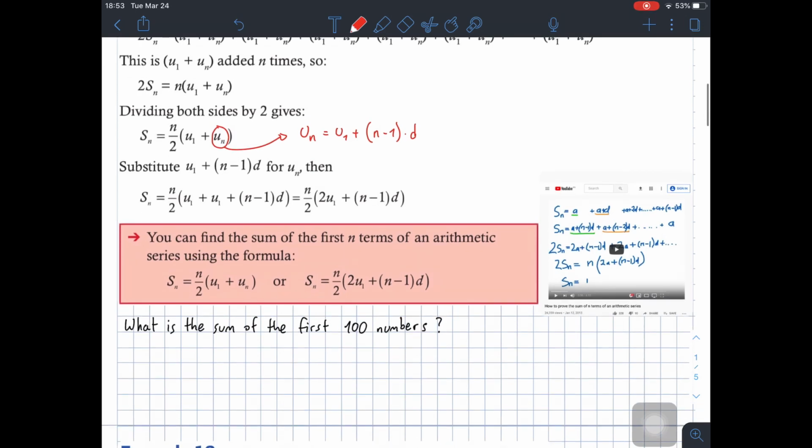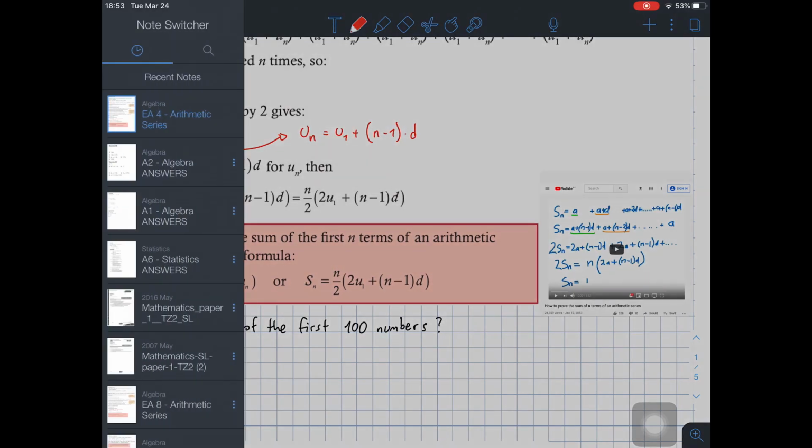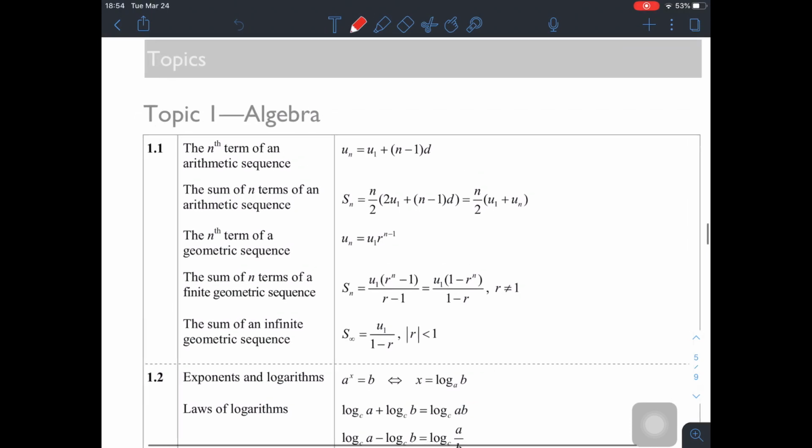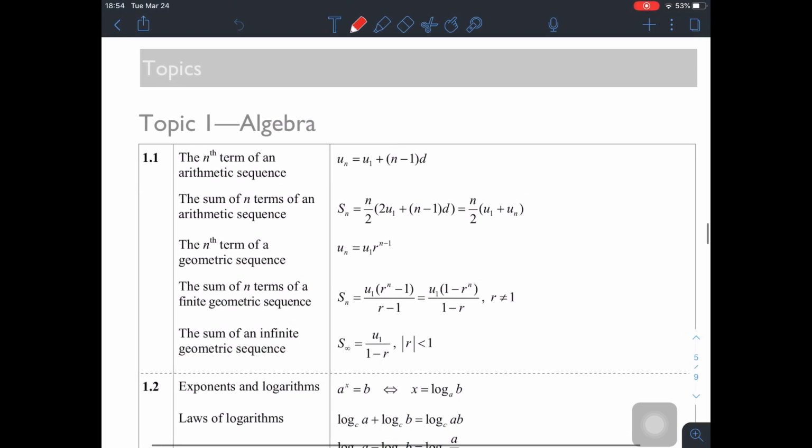If we go to the formula booklet, I'm going to show you how you see this same formula in the formula booklet. Last class we saw how to find the nth term of an arithmetic sequence. And now what we're going to see is the sum of n terms of an arithmetic sequence. You see that you get this formula over here, which is actually two formulas, right? This is one way of writing the formula. This is another way of writing the formula, okay?